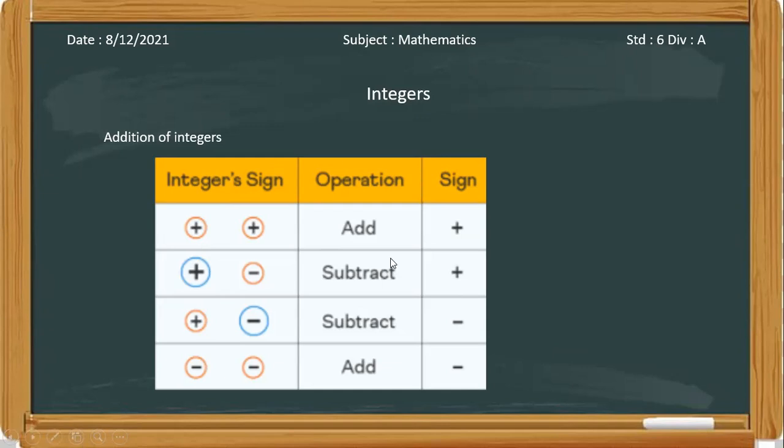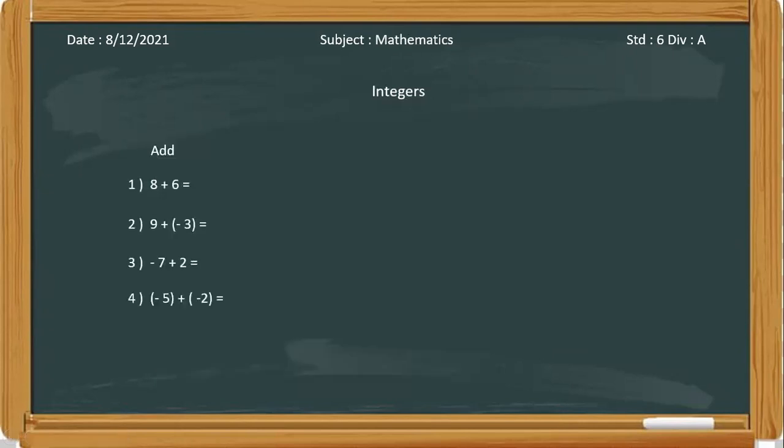Have you noted down this table in your book? Yes, ma'am. Okay. Any doubt till this? No, ma'am. So now you can solve the questions about addition of integers, right? So the questions are these, note down in your book and give me the answer.